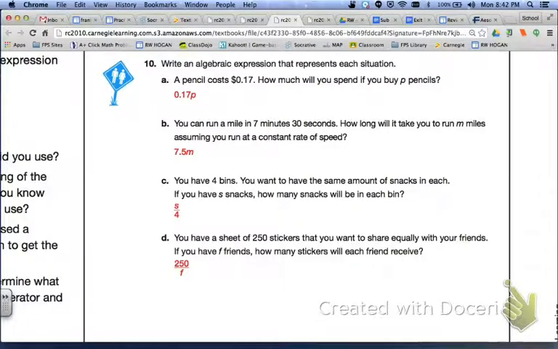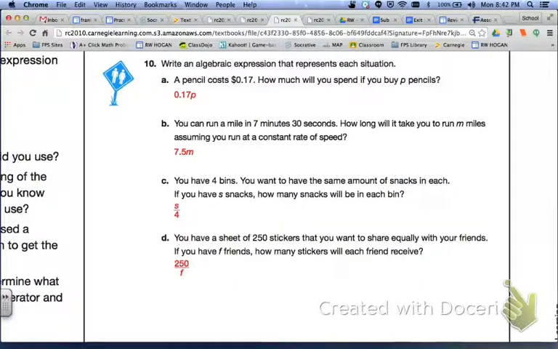0.17P would be the algebraic expression you would use for letter A. For letter B, you can run a mile in 7 minutes and 30 seconds. How long will it take you to run M miles, assuming you run at a constant rate of speed? 7.5M would be your algebraic expression.